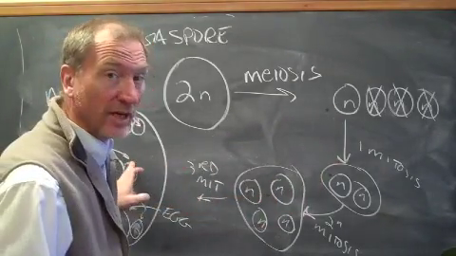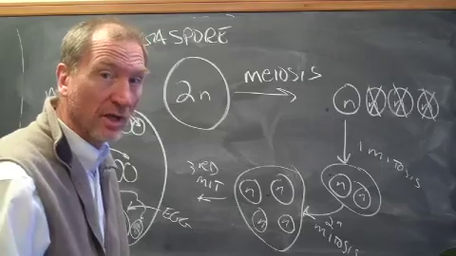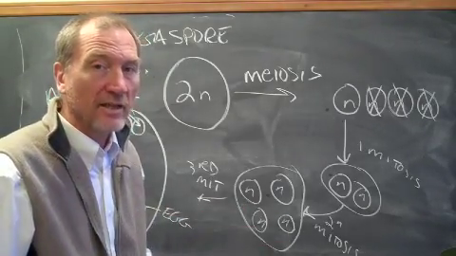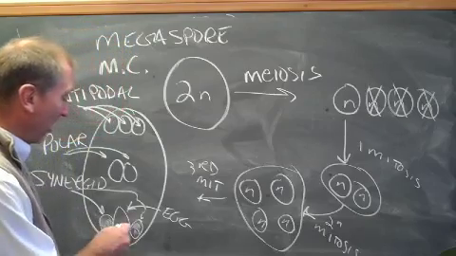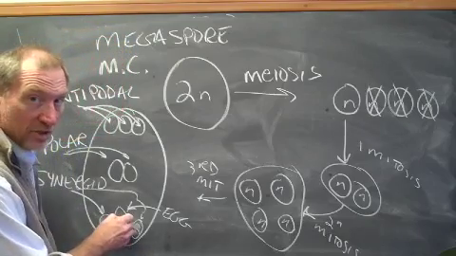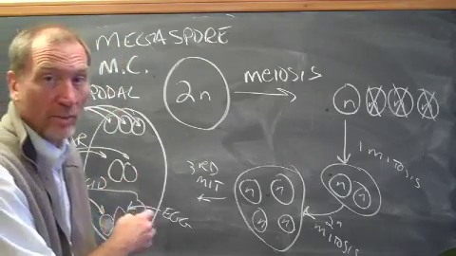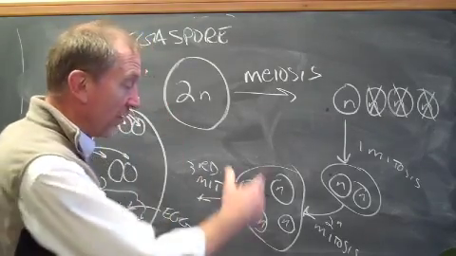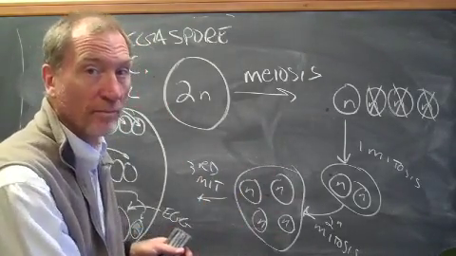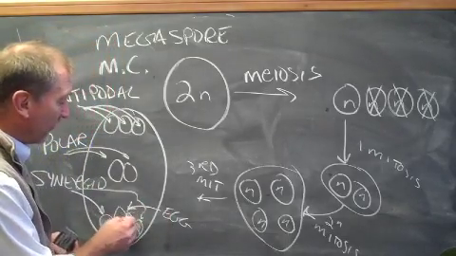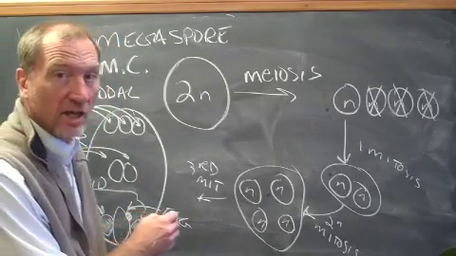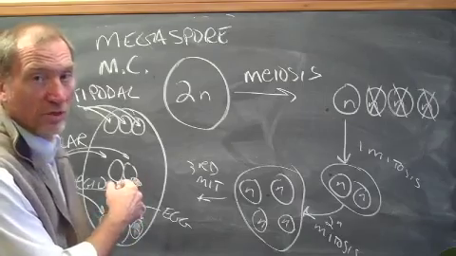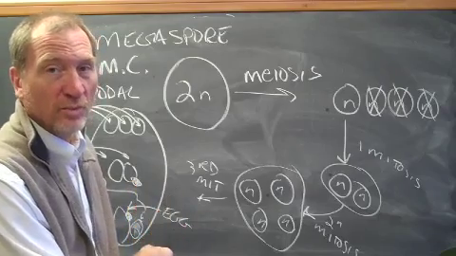1, 2, 3 mitotic divisions, 8 cells, and the 3 most important cells in that embryo sac are the egg, which is here, and the 2 polar bodies, because when the fusion stage happens, when the pollen tube delivers the 2 sperm, one of those sperm is going to fuse here with the egg cell to form the zygote. The other sperm is going to fuse with the polar bodies to form the triploid endosperm.